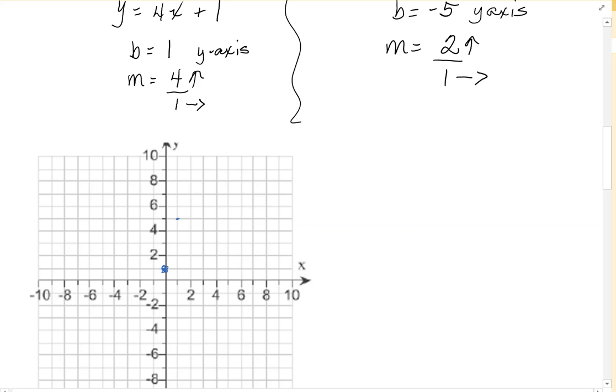You don't have to, but I want as close as I can to getting a straight line. Up 1, 2, 3, 4, over 1. If you want to, you can go reverse: down 1, 2, 3, 4, left 1.